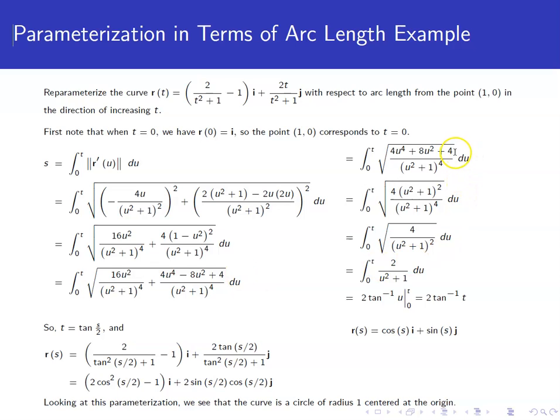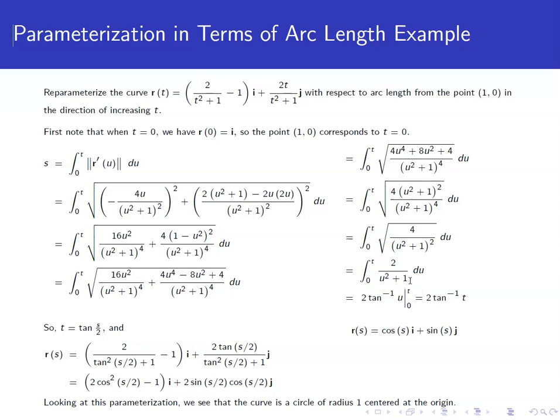In the following step, we've just put the two fractions together. We already have a common denominator. And we notice that we can refactor the numerator. We can factor out a 4. What's left factors as (u squared plus 1) squared. Now we can cancel a couple of factors of u squared plus 1 in numerator and denominator. And then finally take the square root and see that we're integrating 2 over u squared plus 1.